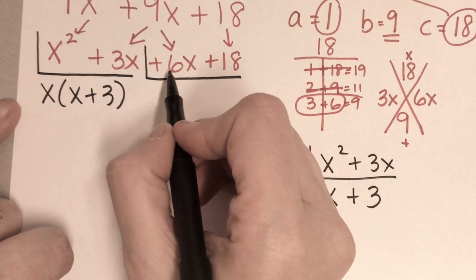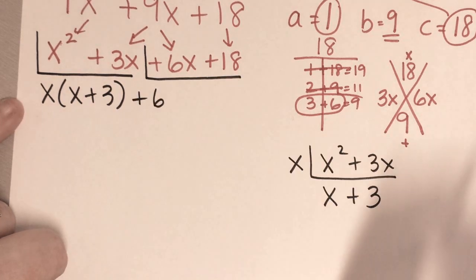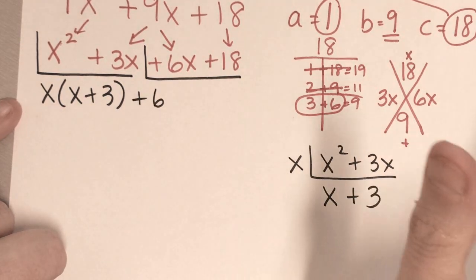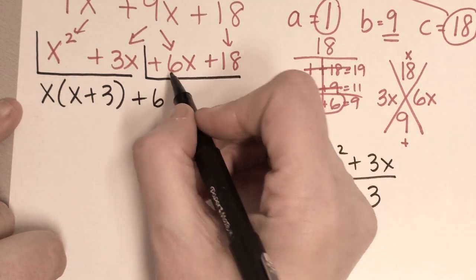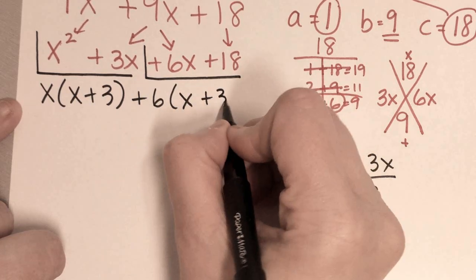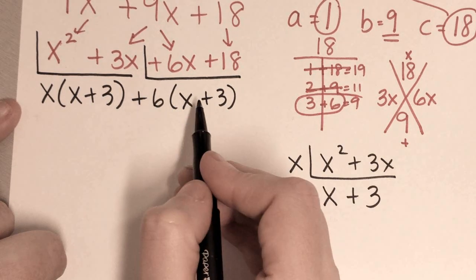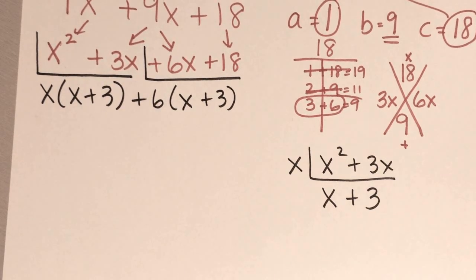Okay, I'm going to do the same thing with the other one. I'm going to do it right here. These have a 6 in common, a positive 6 to be specific. If it's a positive number, I'm not going to just put the number. I'm going to put it with a sign. Okay, 6x divided by 6 is x. 18 divided by 6 is 3. I know that I've done it right because I see the same number inside the parentheses.